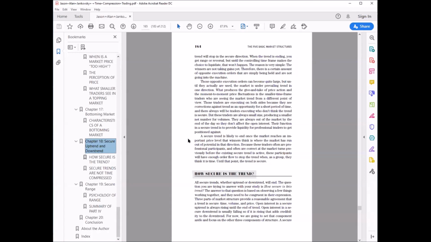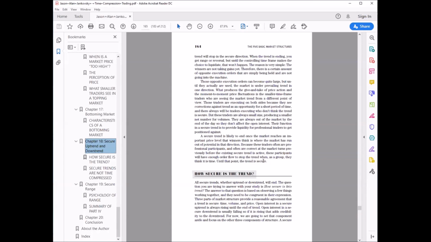So he says a secure trend is likely to end once the market reaches an important price level that winners think is where the market has run out of potential in that direction. So buyers, longs are starting to exit their positions. Because these traders often are professional participants and often are correct at the market turns previously before the existing secure trend is active, these participants will have enough order flow to stop the trend when as a group they think it's time. Until that point, the trend is secure.